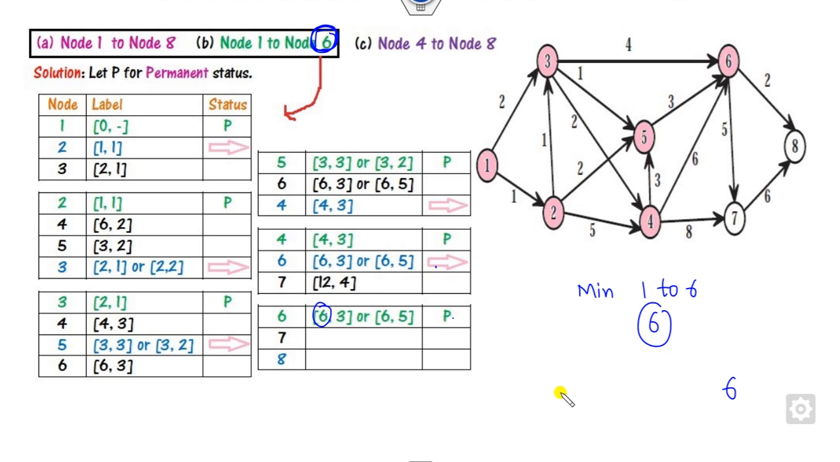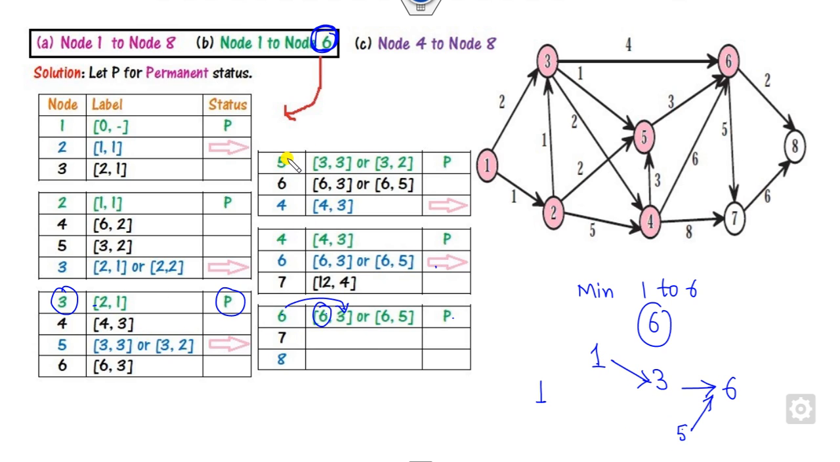And what is the path? You can start from 1 to 6. You can see 6 is due to 3, 6 is due to 5. There are two paths. Now 3 is permanent here, which is due to 1, so you can see 3 is permanent due to 1, so one way is 1 3 6.